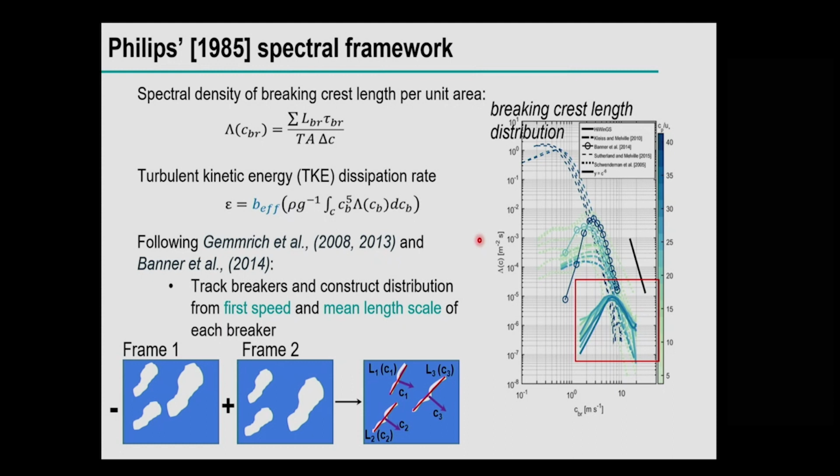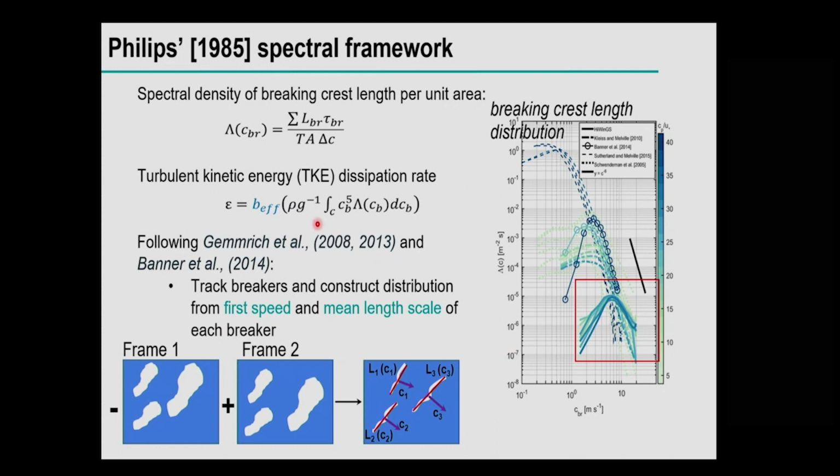This breaking crest length distribution stems from a framework that allows you to link surface parameters, the length of the breaking and the speed at which it propagates, to different characteristics of the momentum flux and the turbulent dissipation rate in the water. So this allows you to estimate the TKE dissipation rate from images, which is what has been done in the past. So these are historical data sets, and here you have the high wind breaking crest length distribution, which doesn't quite match what was done before.